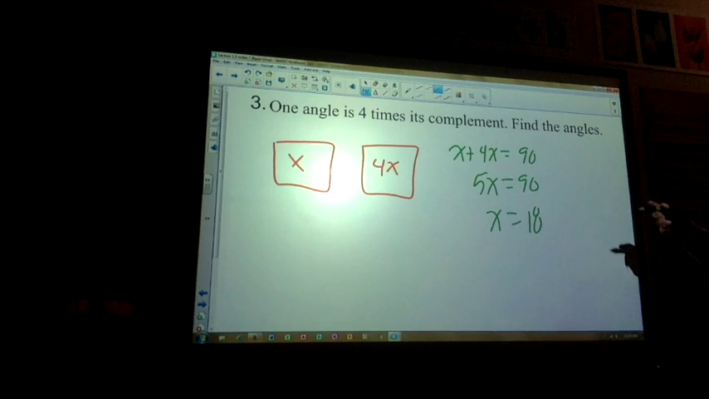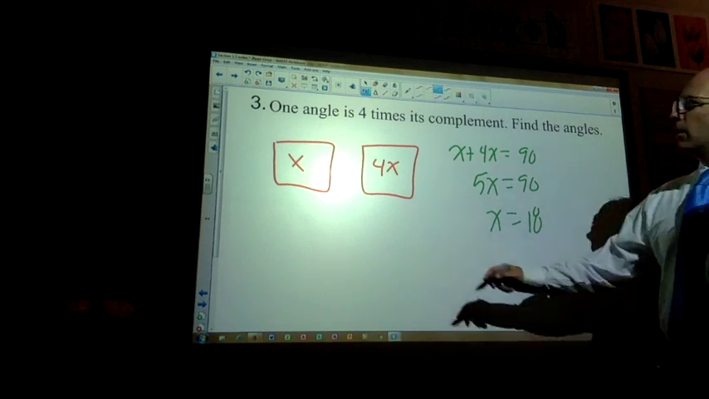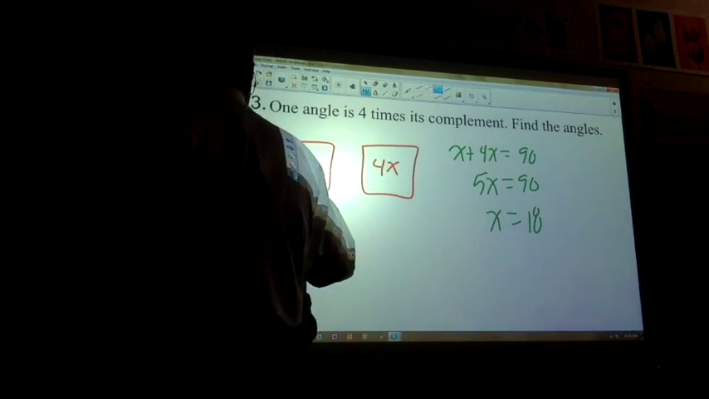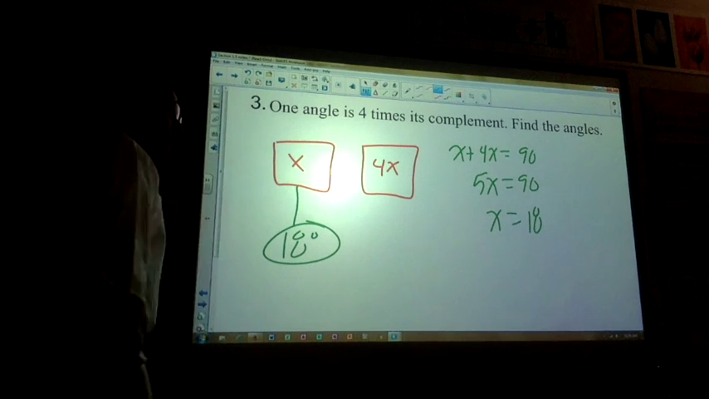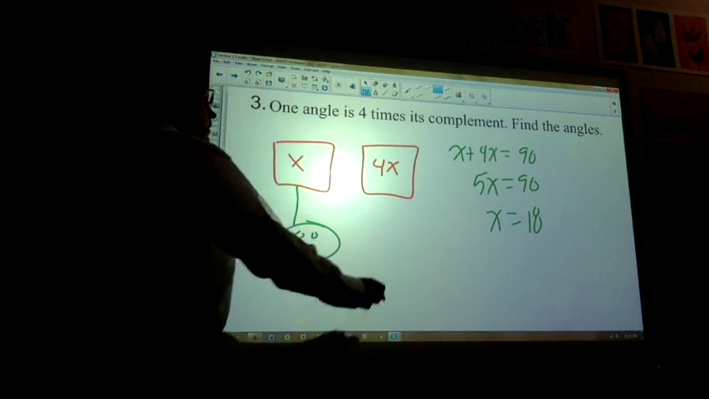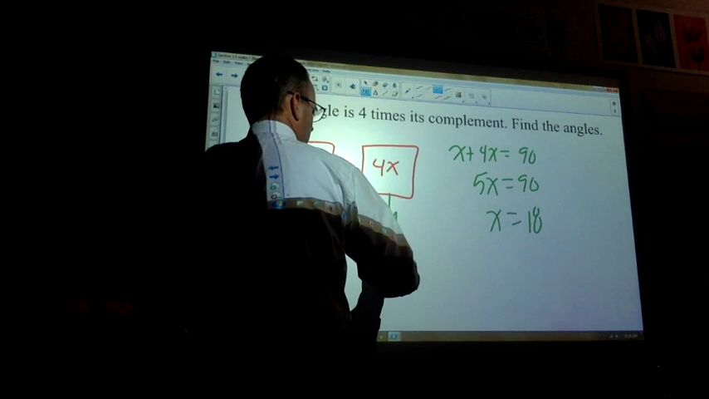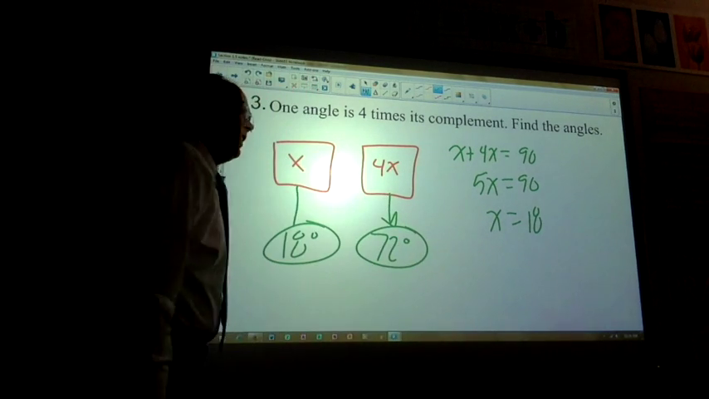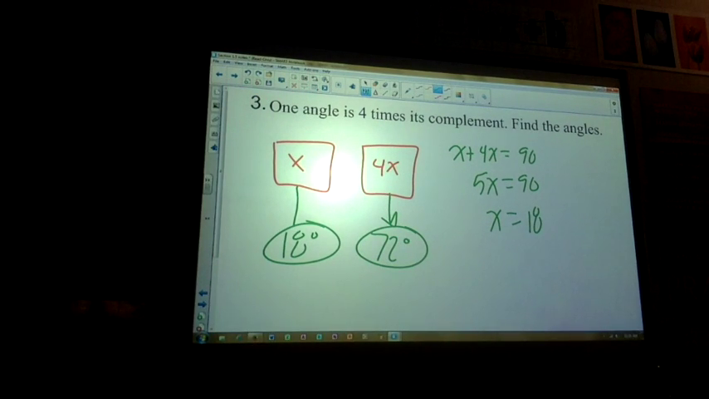Find the angles. I found x, so I found one of the angles. The other angle is 4 times 18, so that gives me 72. What do these two angles have to add up to every time? 90. Do they? We just represented it.